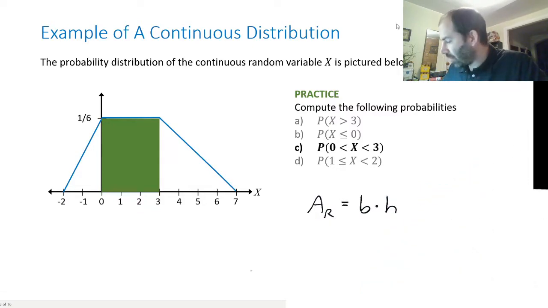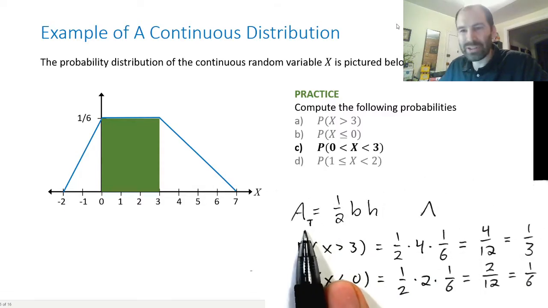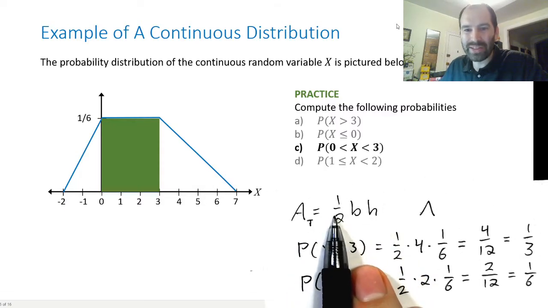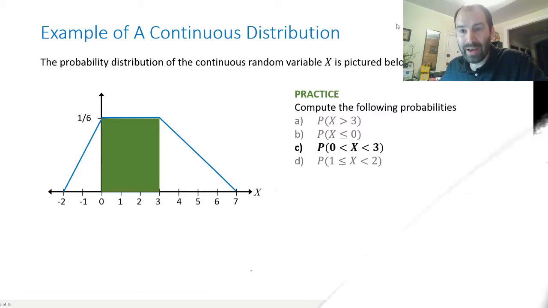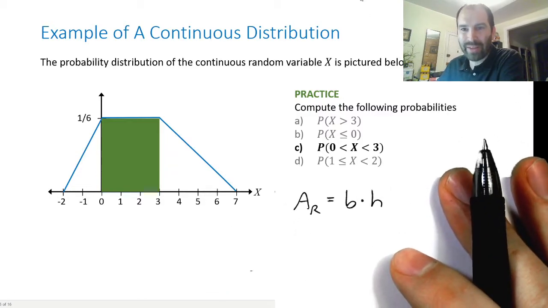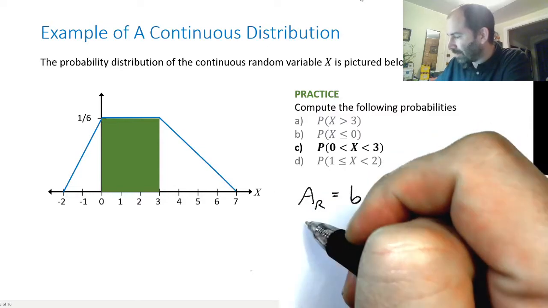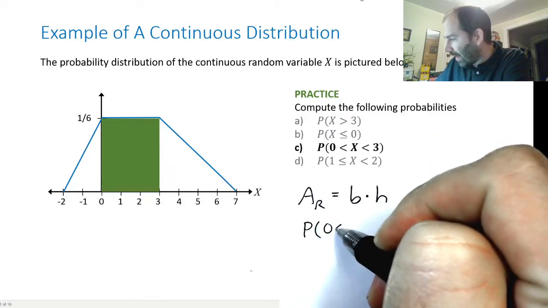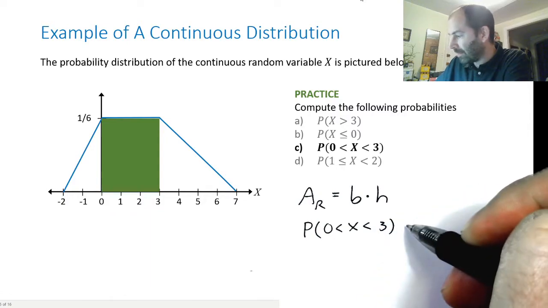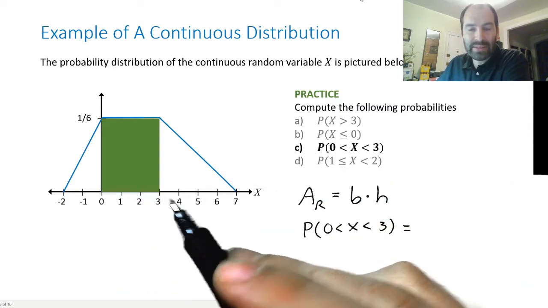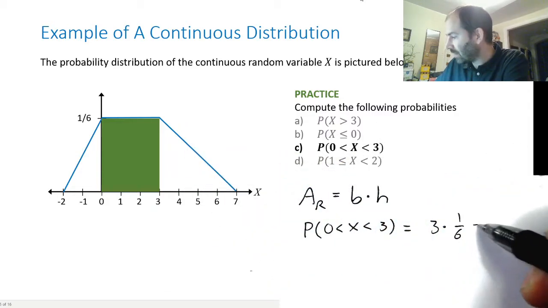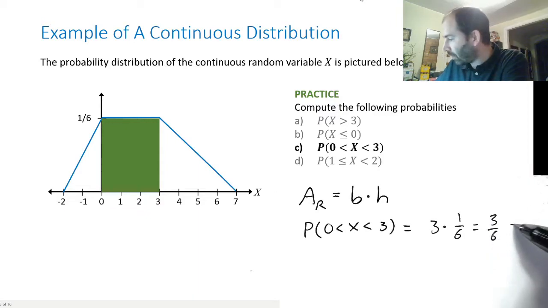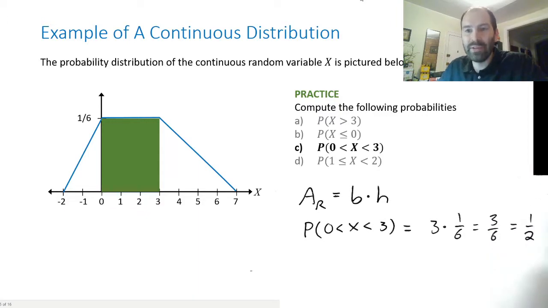By the way, the reason a triangle is 1/2 base times height, which you should know from geometry, is because a triangle is exactly 1/2 of a rectangle. Cut the rectangle in half down diagonally, and you get the triangle. That's why there's a half there. If you do the rectangle, you don't have the half. That makes perfect sense. So the probability that x is between 0 and 3 is the base, that's 3, times the height, that's 1/6. So that's 3/6, or if you reduce that to lowest terms, it's 1/2. 1/2 of the area is in that rectangle.